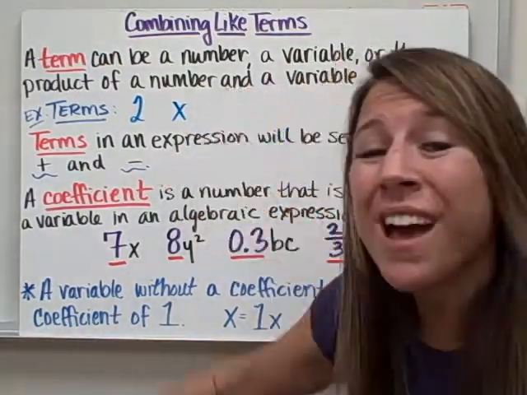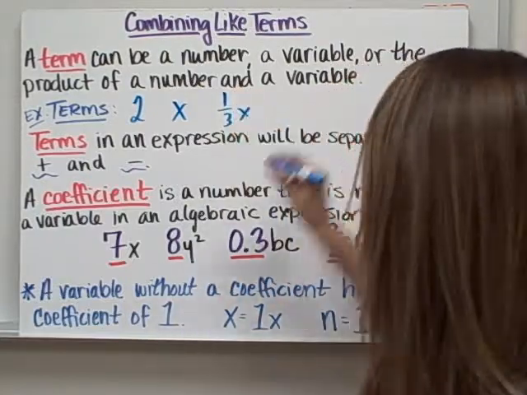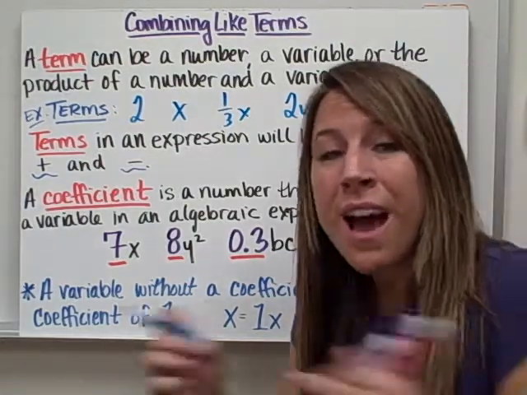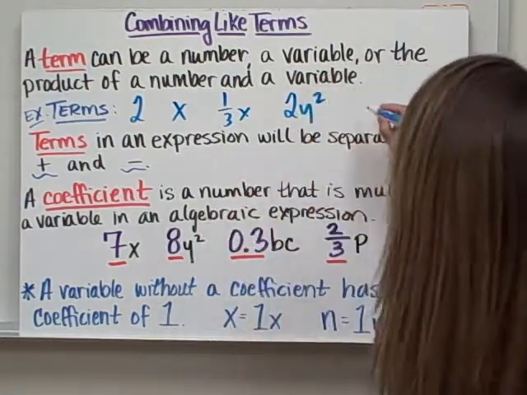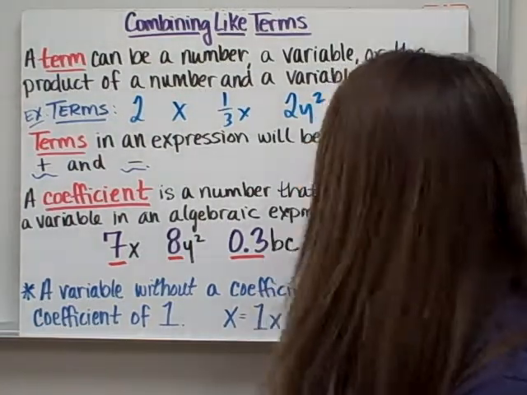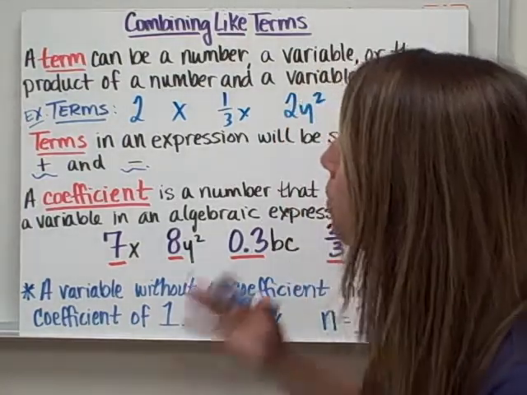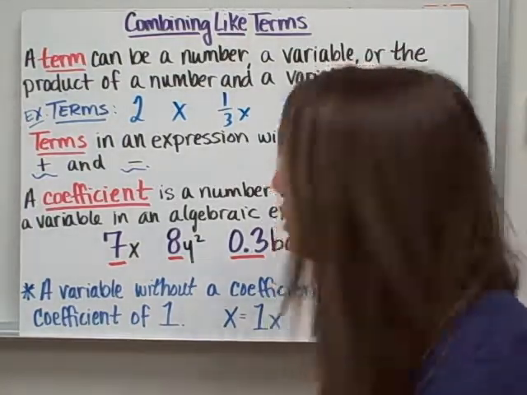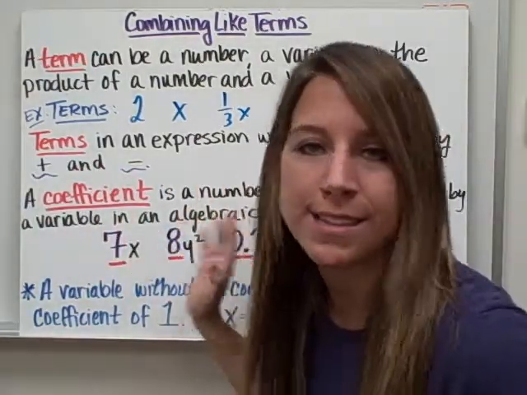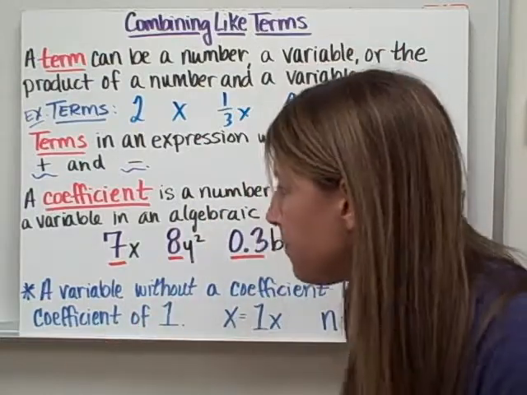You could have a product of numbers and variables. So you could have maybe 1/3 x or 2y squared. You could also have two variables as a product. Something like ab would be a term. Anything maybe like 3ab is a term. So there you go. In an expression, terms will be separated by a plus sign or a minus sign. So terms will be either added together or subtracted.